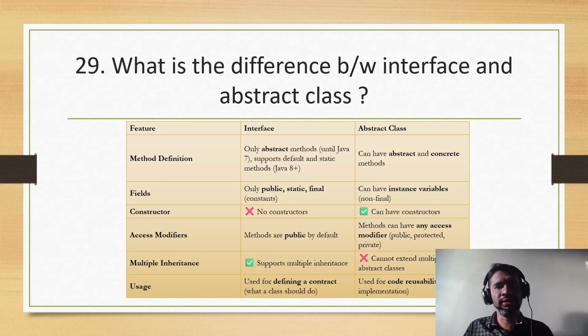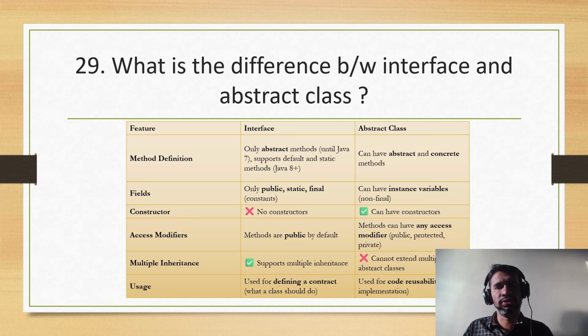And access modifiers. All the methods of an interface are public in nature. Methods in an abstract class can have public, private, protected access modifiers. Multiple inheritance is one of the main differences that still exists. An interface supports multiple inheritance, but an abstract class will not support multiple inheritance.